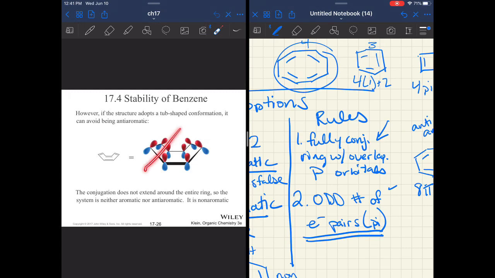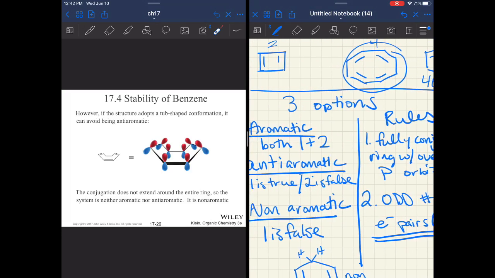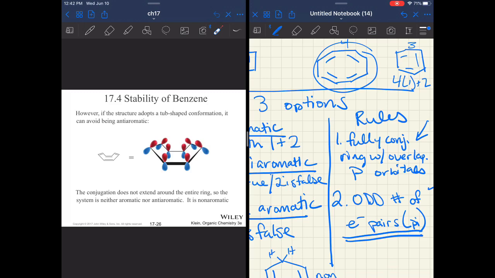It's broken, right? We break that cyclic pi system. So it will be anti-aromatic if it was planar. But we see that it has reactivity like it's an isolated alkene because it bends, right? It breaks that conjugation. It breaks that overlap of p orbitals. When I ask you to identify aromaticity, I'm going to ask you to assume that it's planar, because that way I can see how you can apply these two rules.